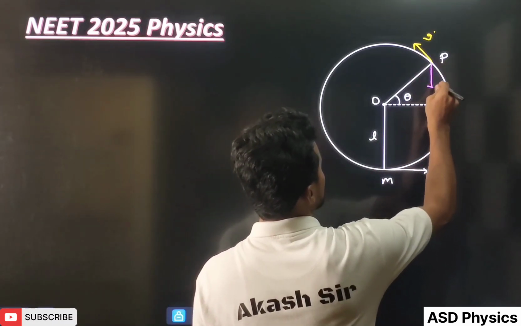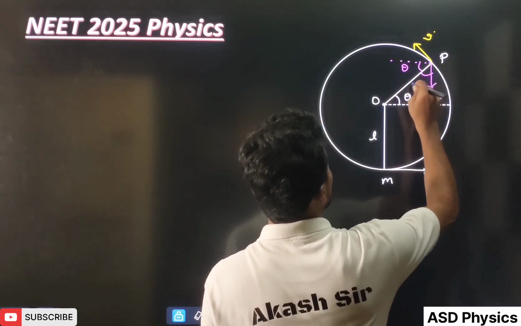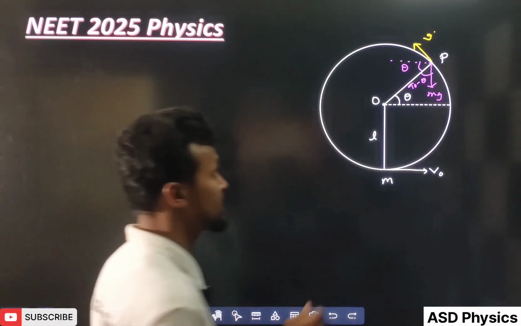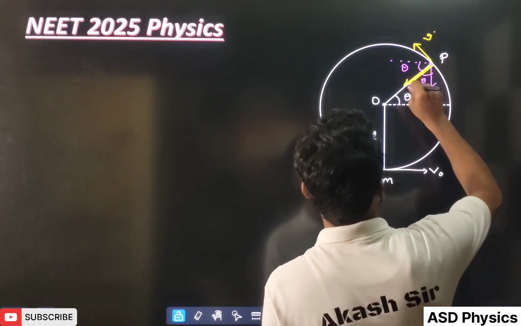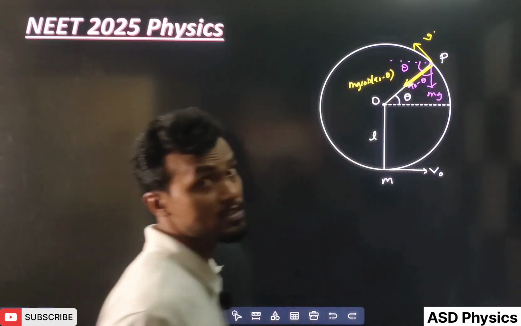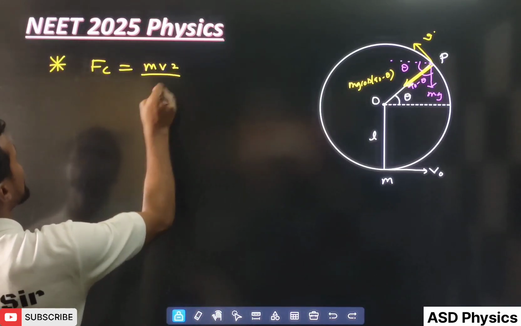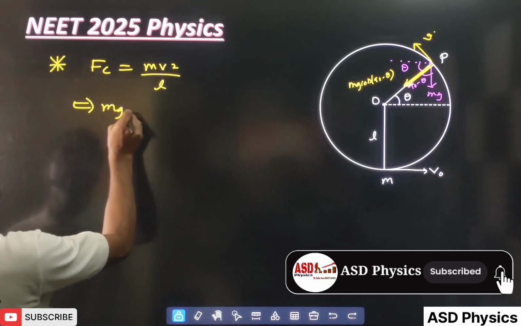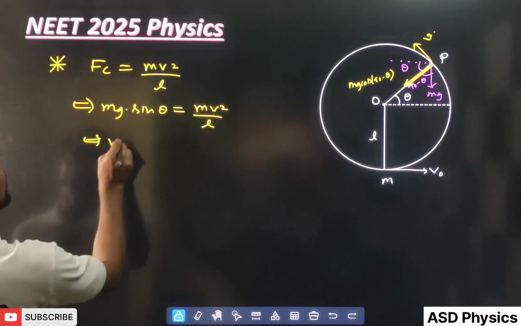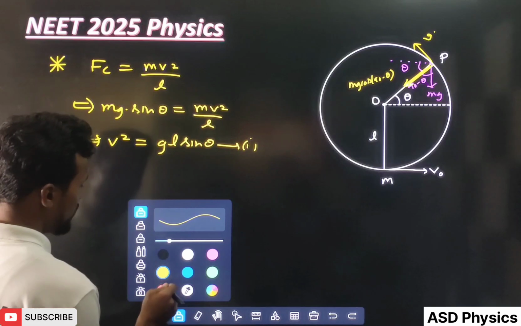This is the mg, and this angle is theta. You know very well this angle is also theta and this angle is 90 minus theta. So students, who will provide the centripetal force? Because the tension is 0, this side it will act mg cos 90 minus theta, that is sin theta. So centripetal force will be equal to mv square by L. Mg sin theta is equal to mv square by L. So it is coming v square equal to gL sin theta. Equation 1.